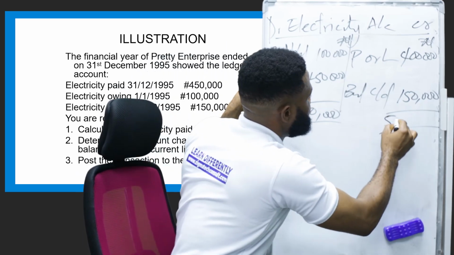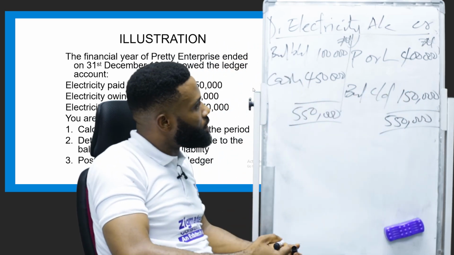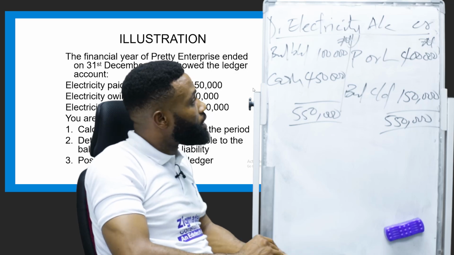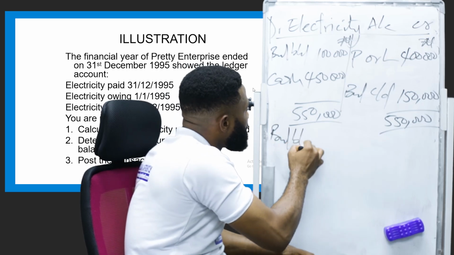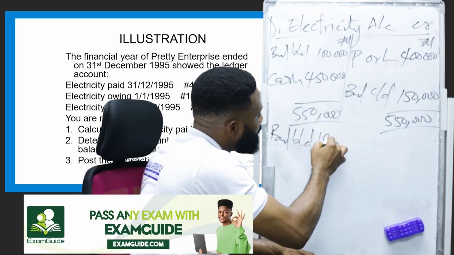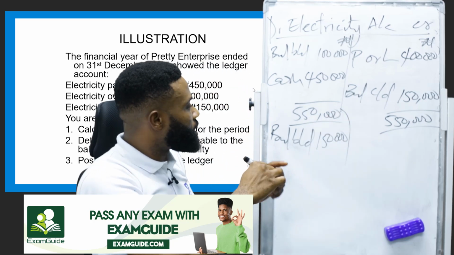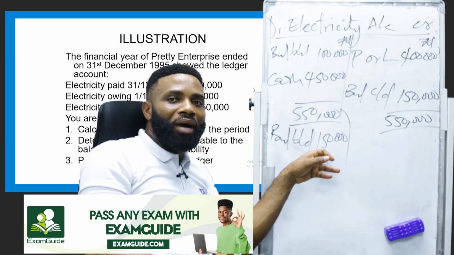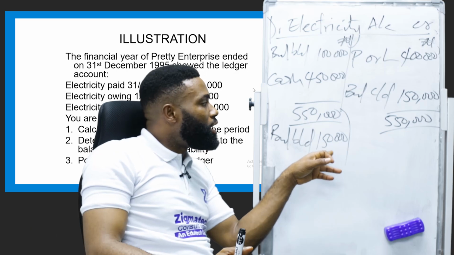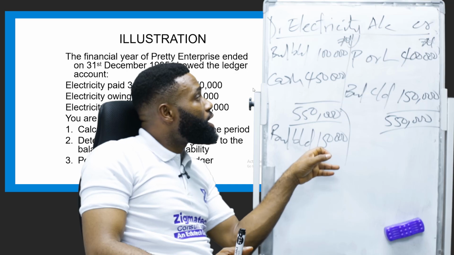550. So in this case now, your balance brought down is 150,000. Your balance brought down is 150. This 150 is what is taken to your balance sheet as the liability. This is what is actually owing. That is the way it is.